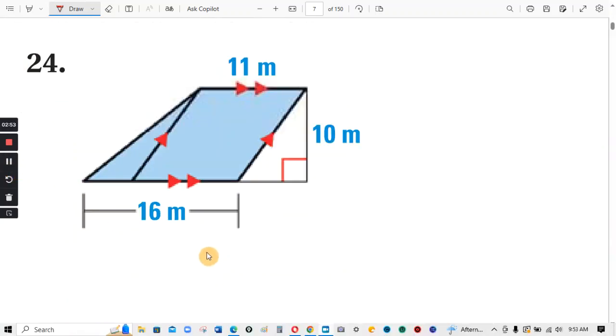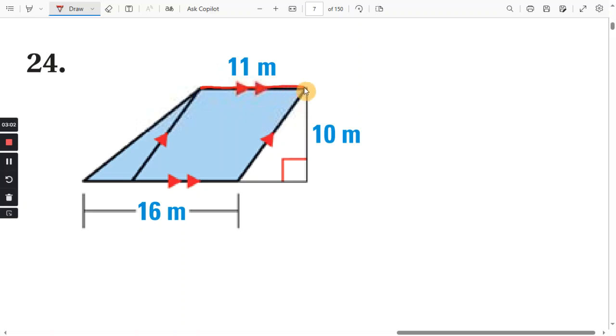Number 24, almost the same thing. We have a parallelogram right here. Okay, we can see these opposite sides are parallel. This side is the base of the parallelogram. And what's the height that's perpendicular? Right here. This is going to be the height. So for the parallelogram, it's just base times height.